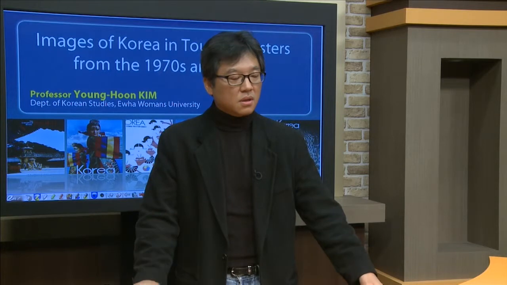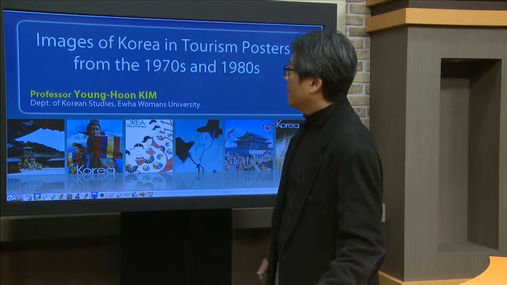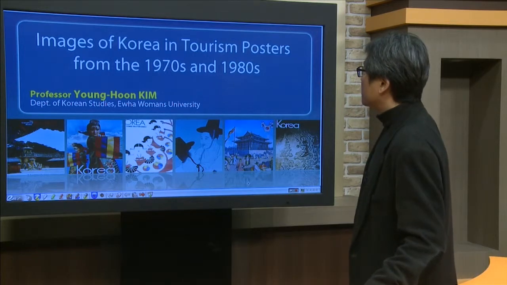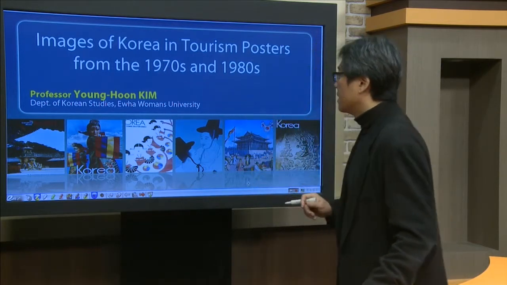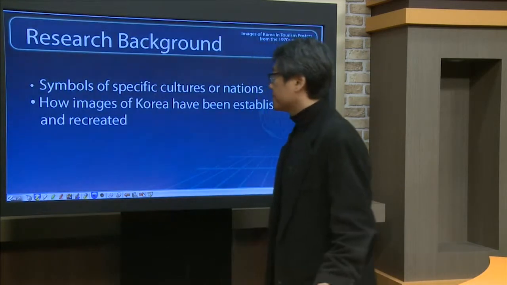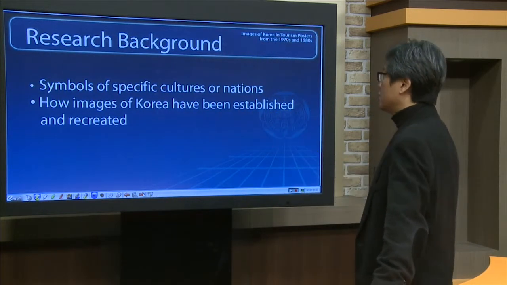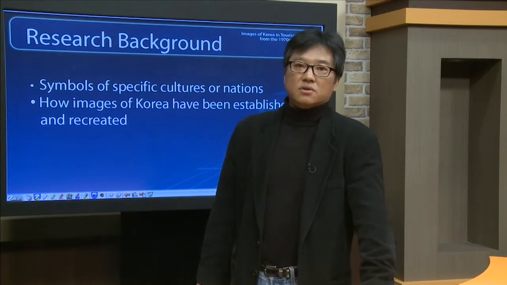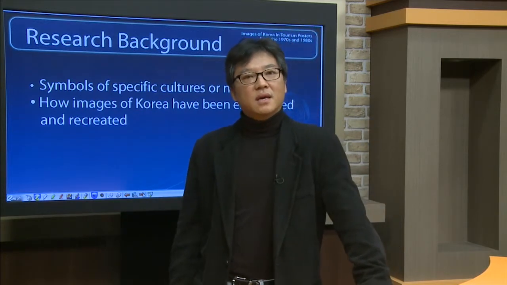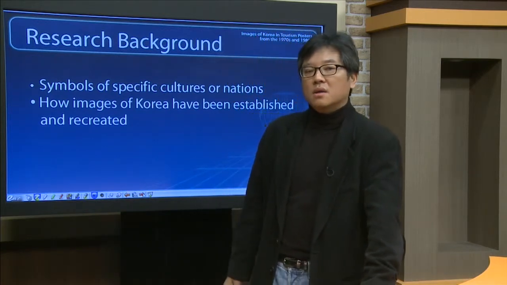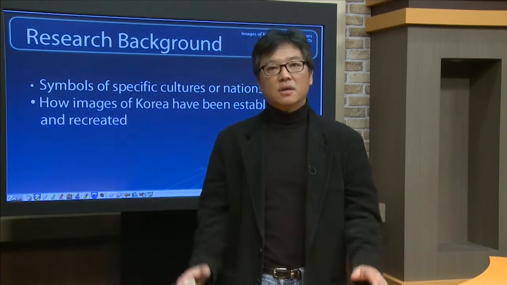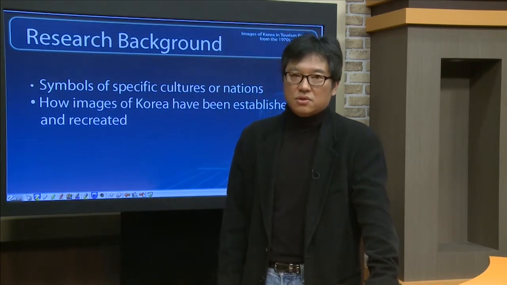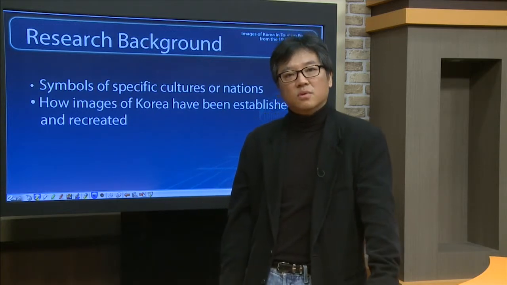Well, let's begin with the slides I prepared for this topic. So the main title is Images of Korea in Tourism Posters from 1970s and 1980s. Symbols of specific cultures or nation. Every nation has symbols and signs and icons. We can't think of, let's say, Paris without Eiffel Tower and Statue of Liberty in the US, and also the Great Wall in China. So these are kind of major symbols represent those nations, and it has very strong influence these days.